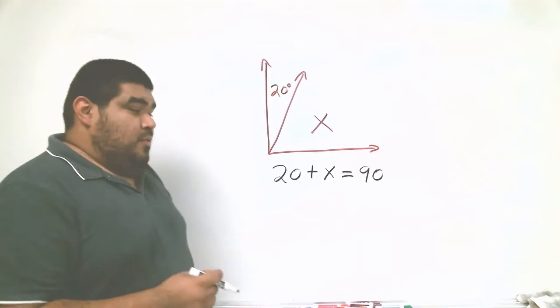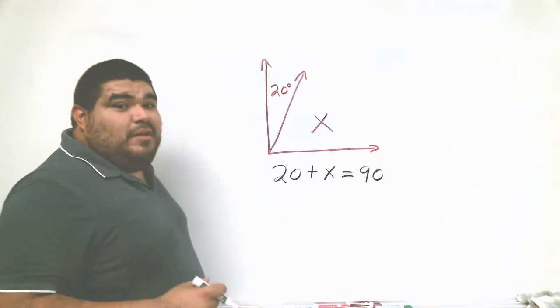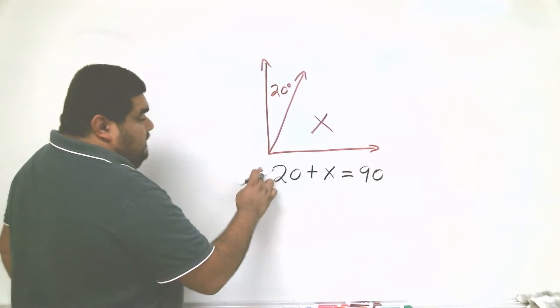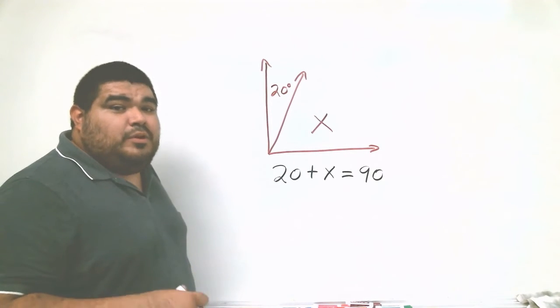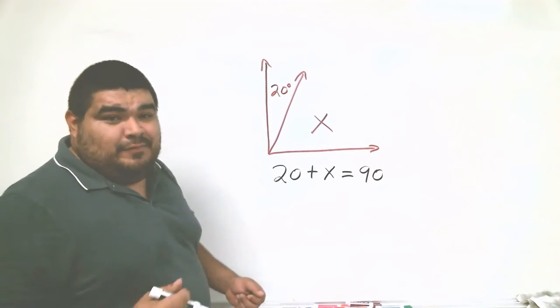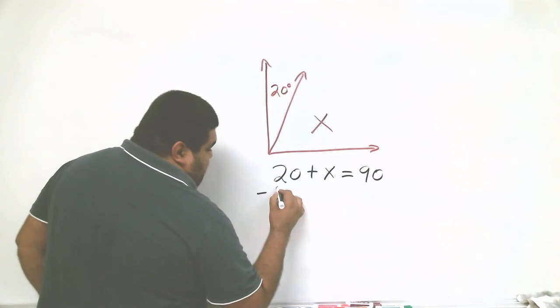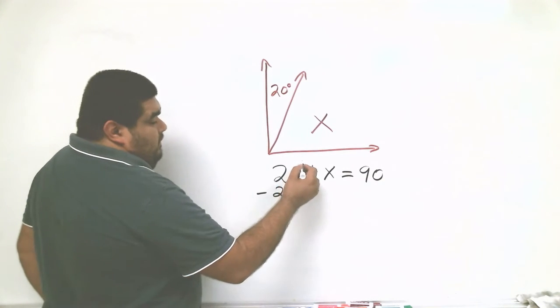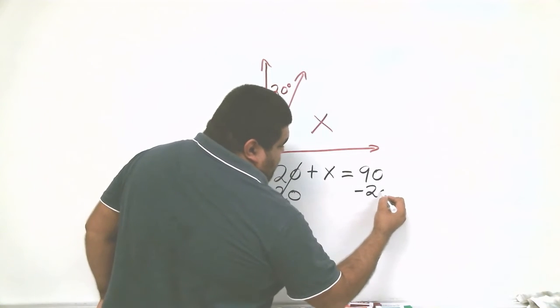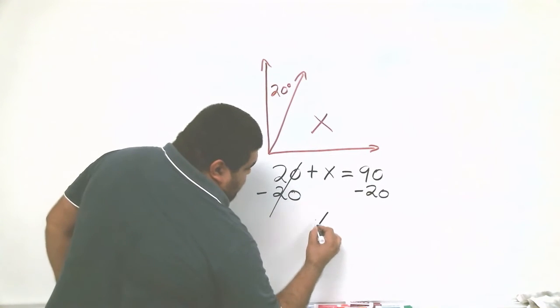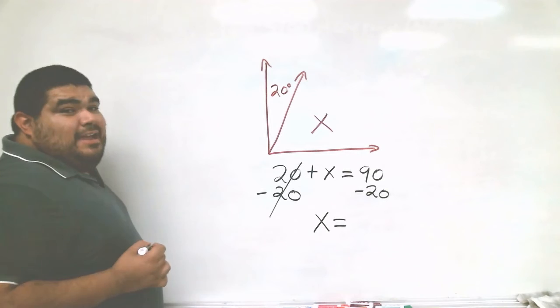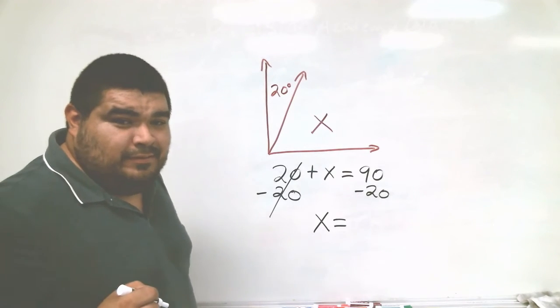Again, remember, we're solving for x, so we have to get rid of the 20. Since it's positive, we do the opposite, which is negative. Good. So minus 20. They cancel out. You can do the same thing over here. We have x equals 90 minus 20.